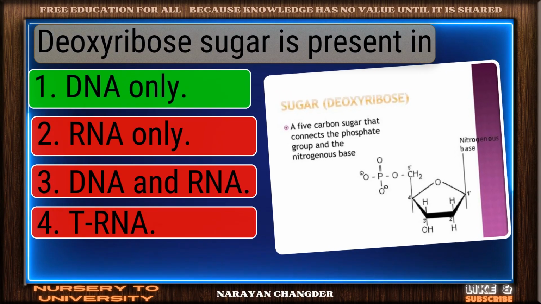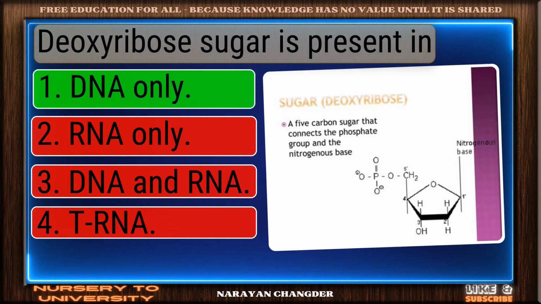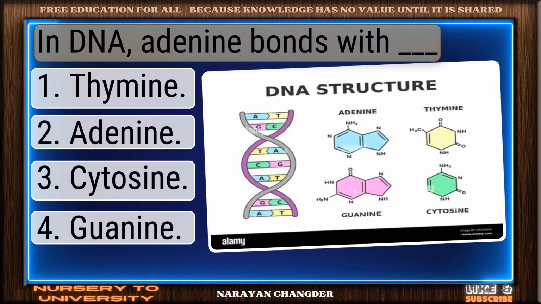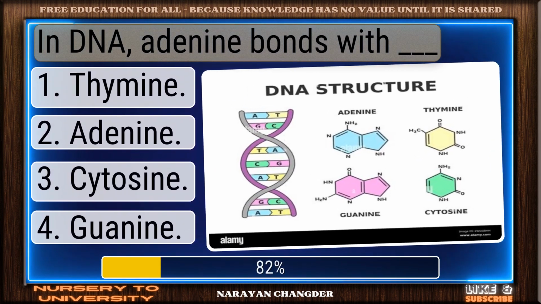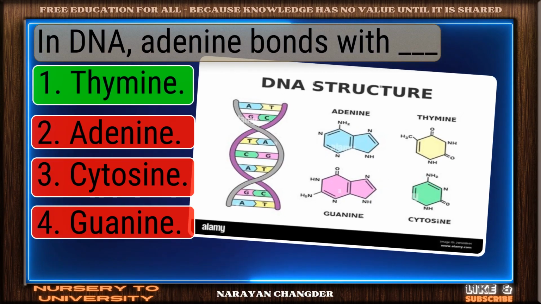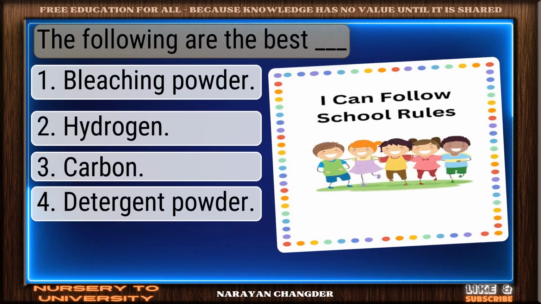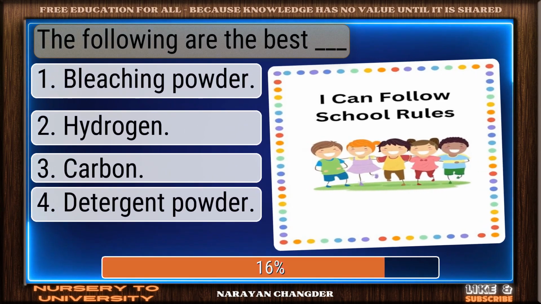Correct response. DNA only is the most accurate answer. Question number 134. In DNA, adenine bonds with dash. Good thinking. Thymine is the right answer. Question number 135. The following are the best dash.